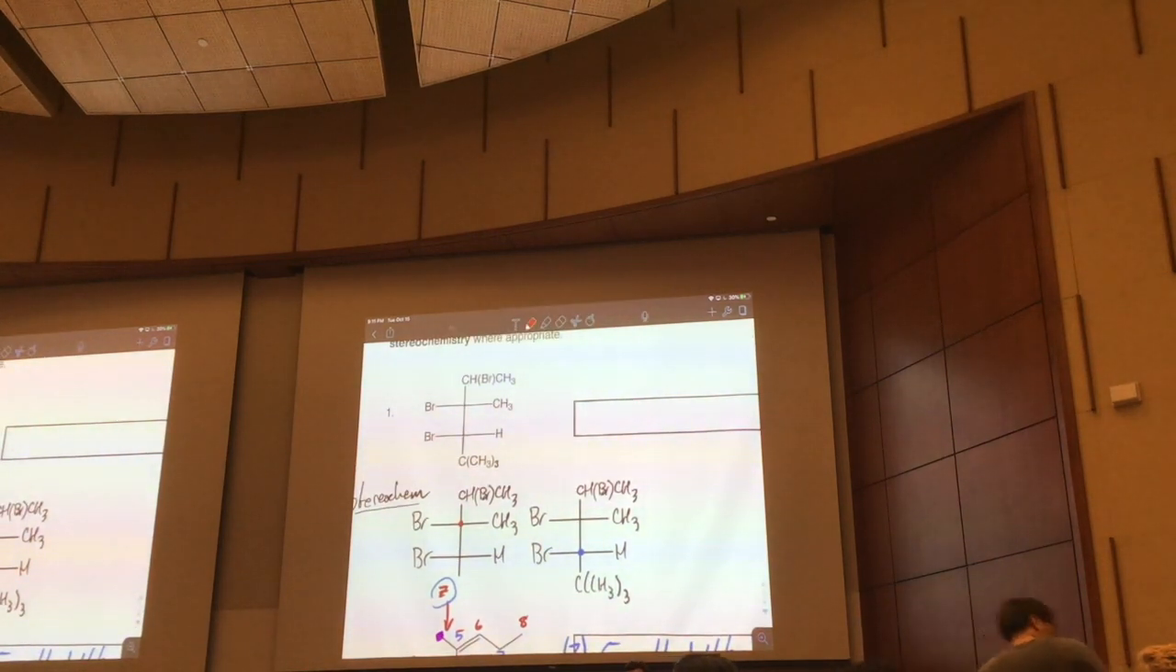How do we know that something is chiral? Hey, if you're leaving, just keep it down so that people can hear. It's pretty loud.